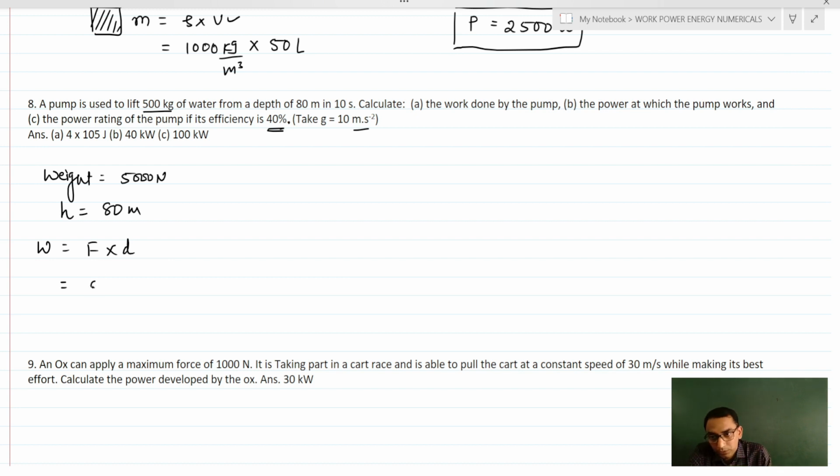So that is 5000 times the distance, that is 80 meters. So 8 5s are 40. Then 1, 2, 3 and 4 zeros. So this is the joules. This is the original work done by the pump, right?